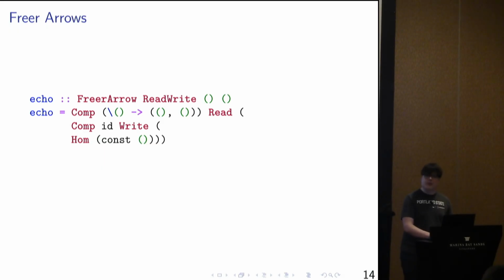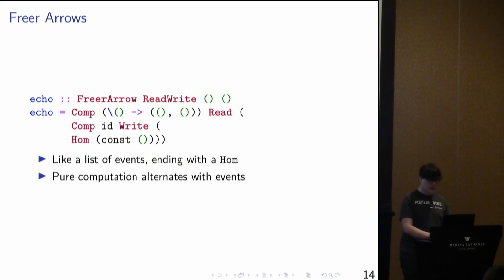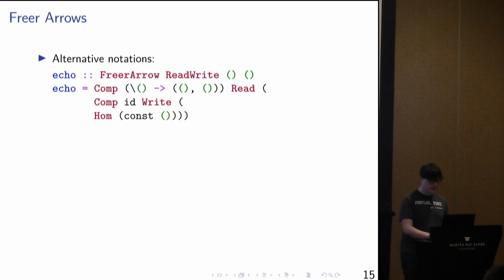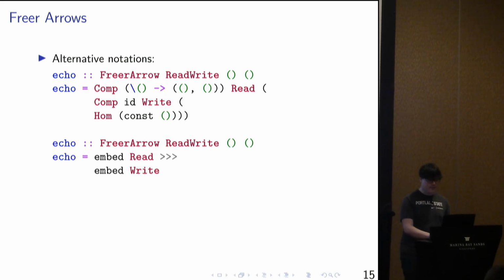And then at the end, if we want to return unit, we can use the hom constructor to finish with a pure computation. Yeah. This ends up being like a list of events, which will run in order, ending with a pure computation. The pure computations happen before every effect, so we kind of get an alternation between the pure and impure computations. And there are a couple different ways to write this because this is really messy.